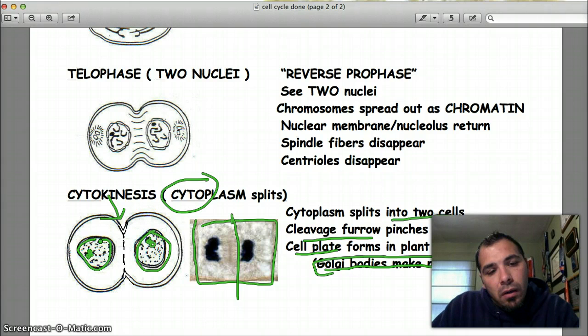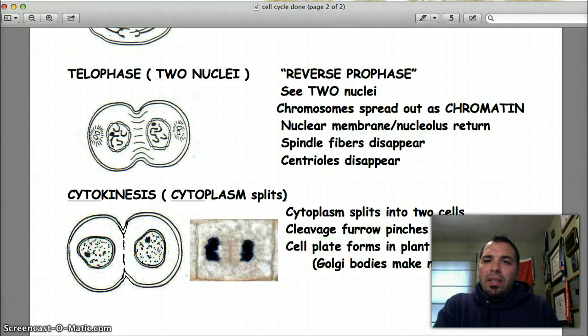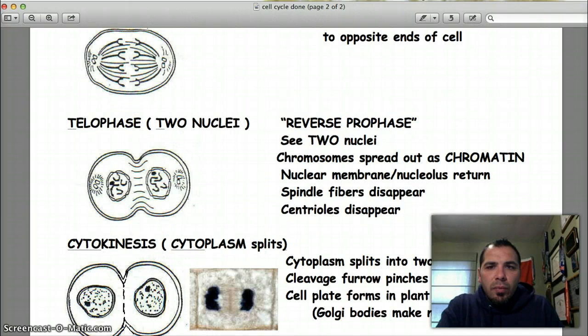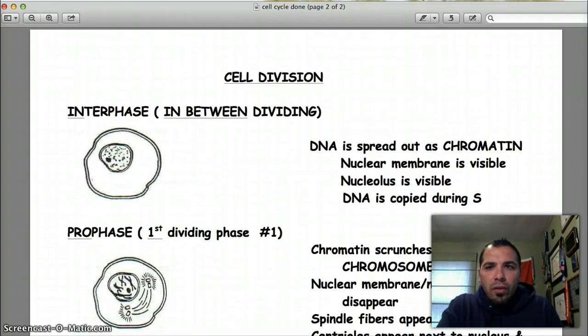nucleolus. So again, we did this in class, but this was just to give you a quick overview. If you've got any questions, feel free to ask, but this is just showing you those two pictures that we did. So if you've got any questions, feel free to ask, and yeah, good luck.